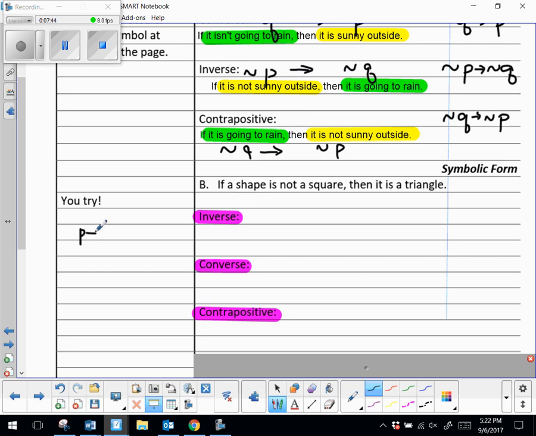Original conditional, P implies Q. The converse of that will be Q implies P. The inverse is going to be not P, then not Q. And the contrapositive, not Q, then not P. But keep in mind, it's not always going to be in that order when you're asked for them. All right, go ahead and pause the video, check your work afterwards, and make sure that you got the same thing that I got.